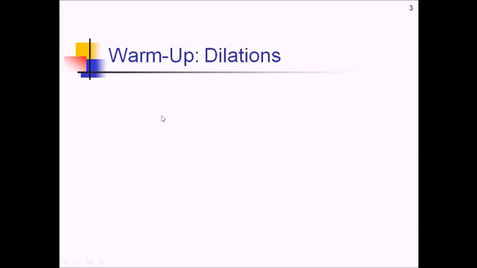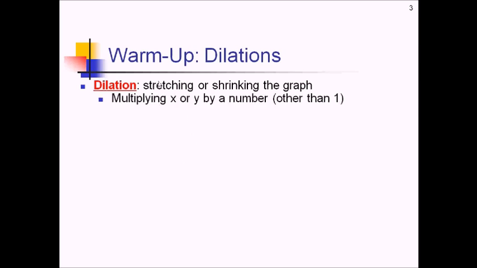Let's start with a working definition of dilations. A dilation is a stretch or a shrink of a graph. Mathematically, we're multiplying by a number. Now, you might think, well, we were multiplying by numbers when we did reflections. True, with dilations, we're multiplying x or y by a number that is not just 1 or -1. So this is going to affect the size of the graph one way or another.